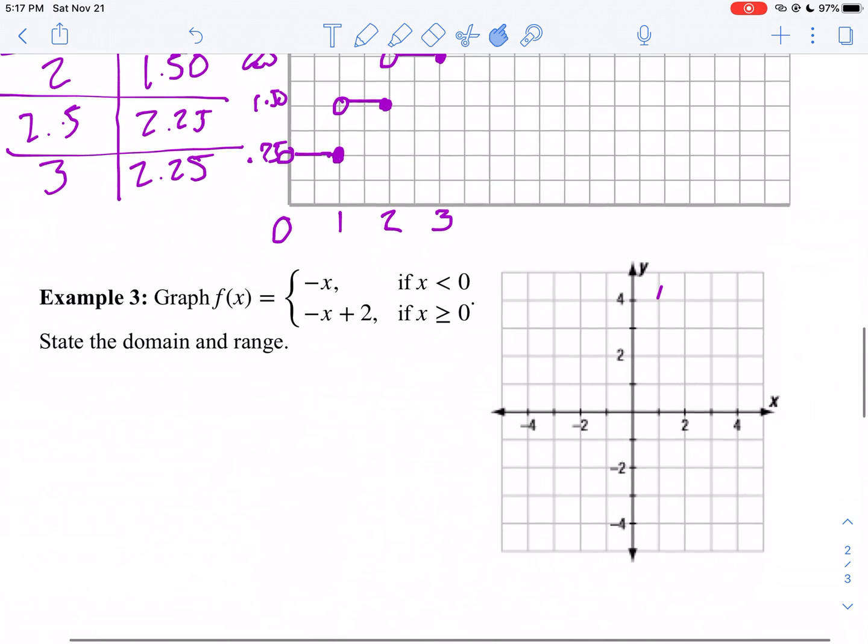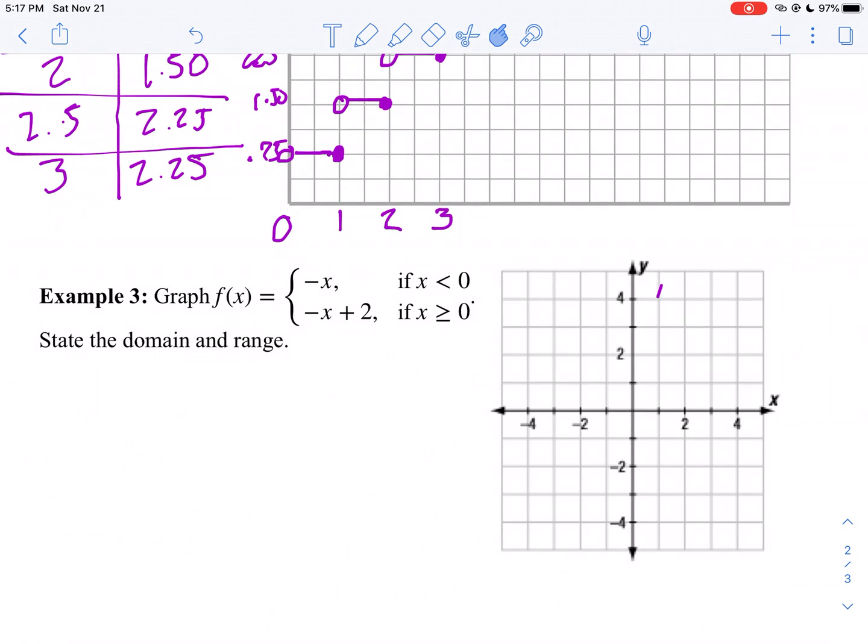Now we have things that are not step functions. They're just like two lines, both on the same grid. Notice what happens here. My function changes at 0. When you're less than 0, I'm going to follow this rule. When I'm greater than or equal to 0, I'm going to follow the second rule. So let's make a table. That's probably the easiest thing to do.